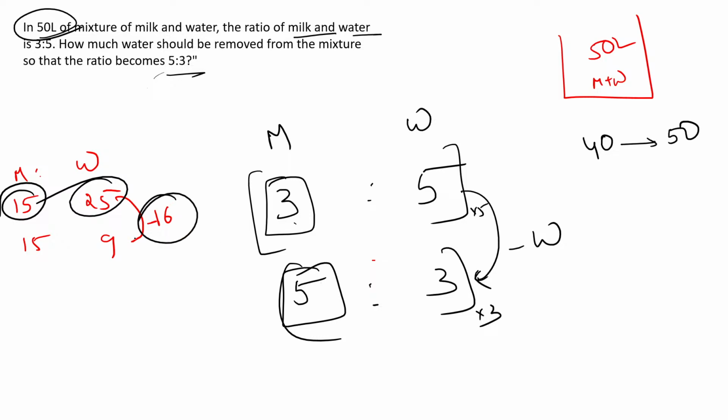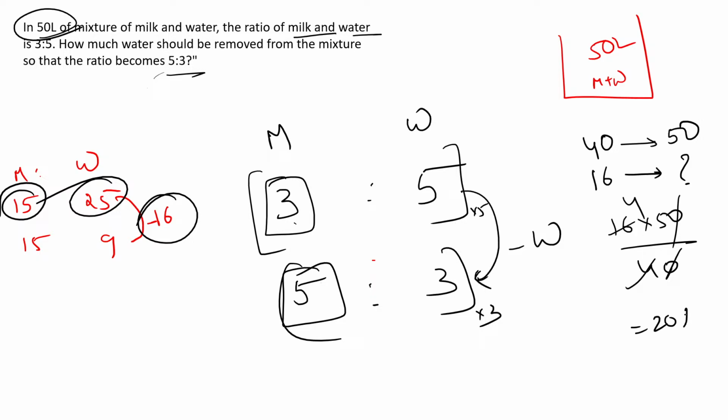How much are we removing here? 16. So our problem's 16 equals how much in the original problem? Just do the cross multiplication, you will get your answer, which is equal to simply 20 liters. No decimals, no extra calculations, you will simply get your answers without doing much, frankly saying.